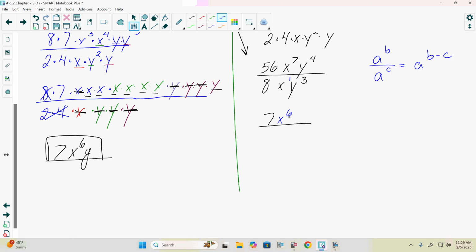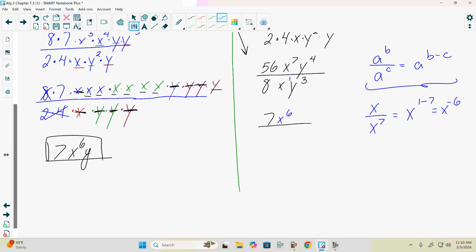Does that make sense? For this one here, it wouldn't have made a difference because we would have said x to the 7 minus 1. 7 minus 1 is 6. X to the 6 is on top. If the 7 had been on bottom, if we wrote it in this way, x over x to the 7th, it'd be x to the 1 minus 7. Oh wait, that's x to the negative 6.